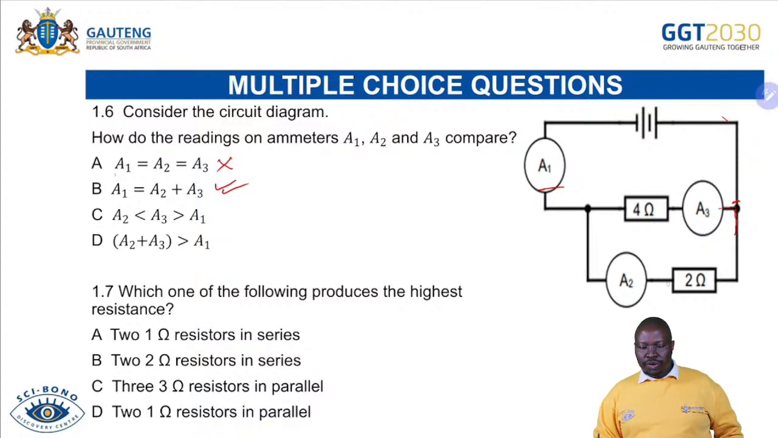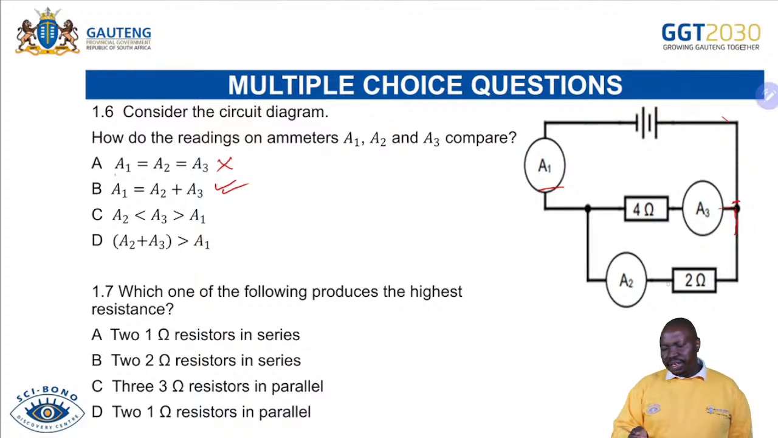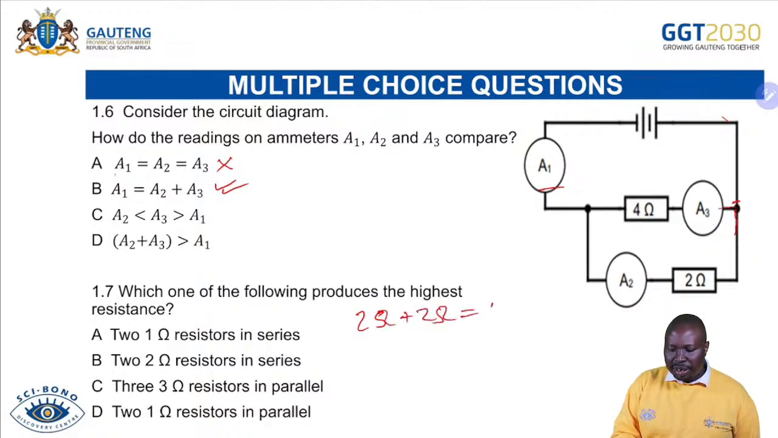Now, which one of the following produces the highest resistance? I think a question like this was there in one of your papers that you wrote. Which one of the following produces the highest resistance? If you are having 2 ohm resistors that are connected in series, obviously you are going to add them. They will give you 4 ohm.